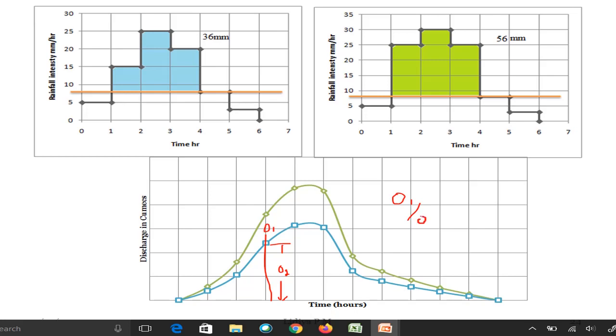If there is a common ratio, that is O1 by O2, you will get it as the direct runoff of this hydrograph divided by the direct runoff of this one. So the ordinates are directly proportional to the direct runoff of the hydrograph.